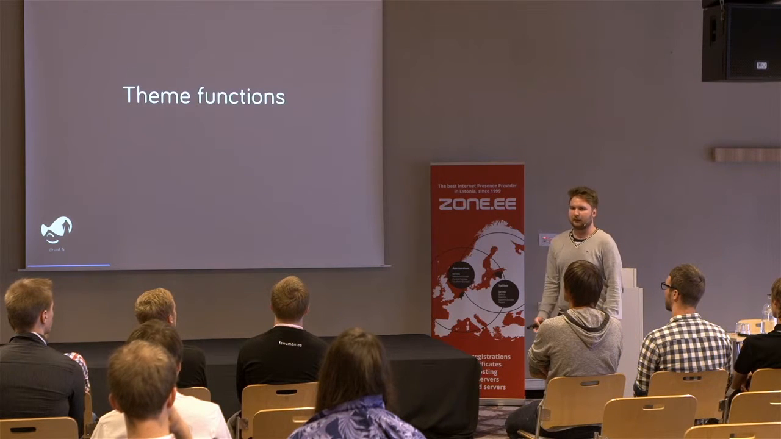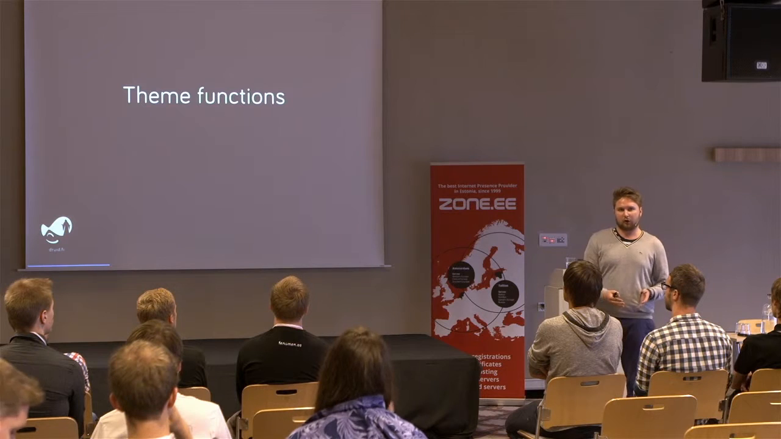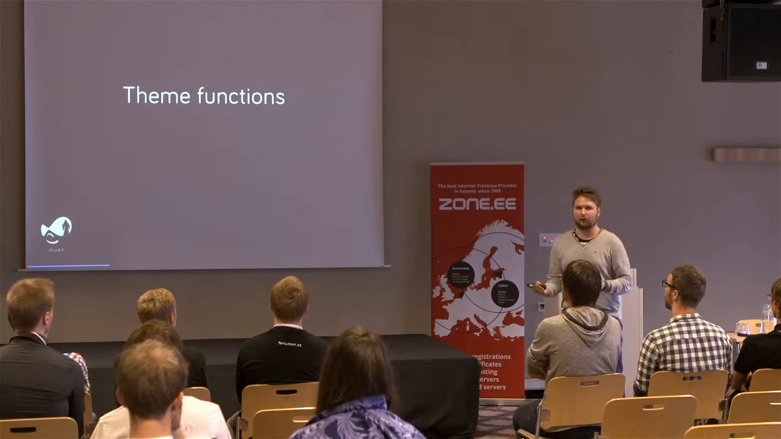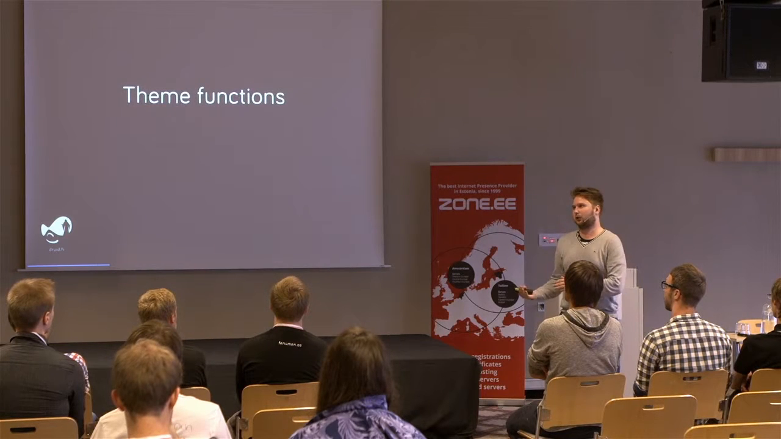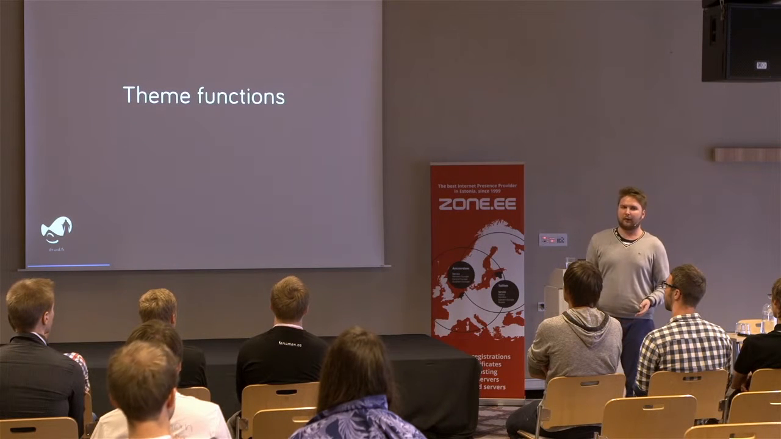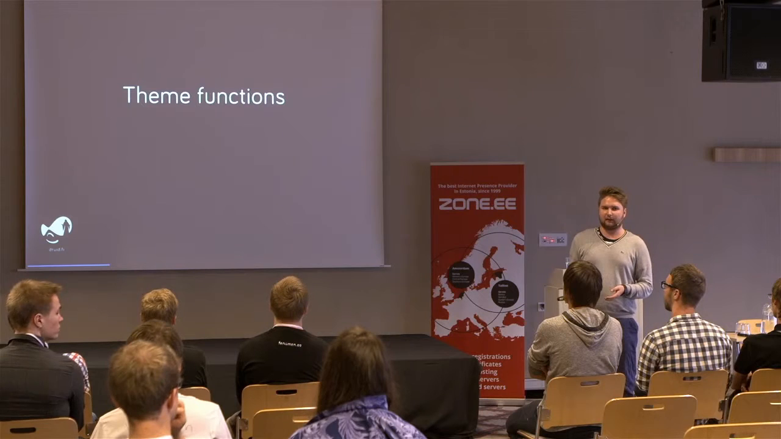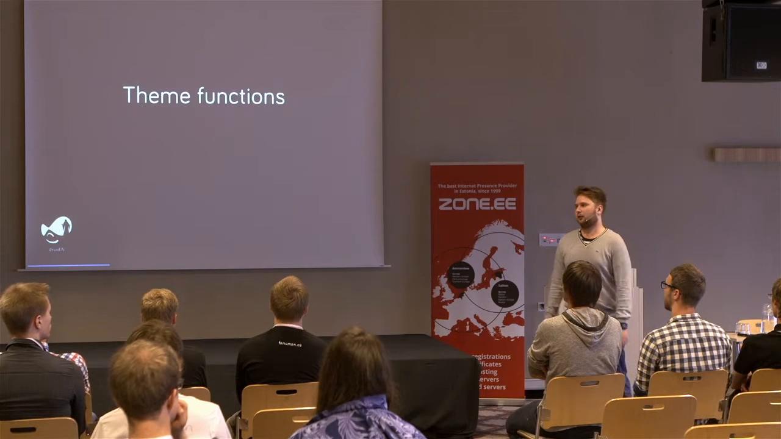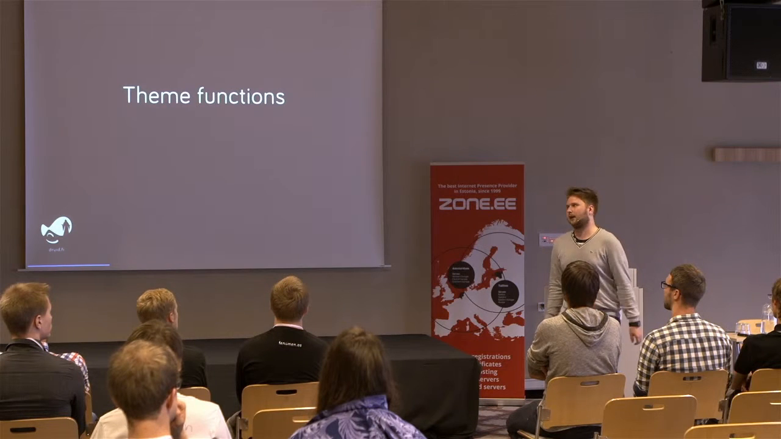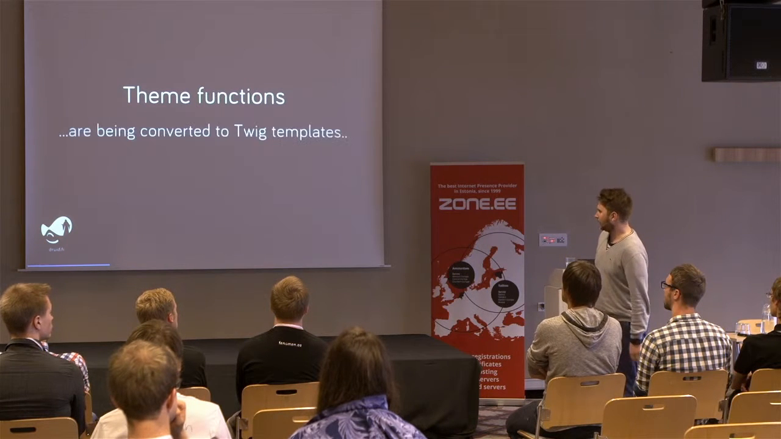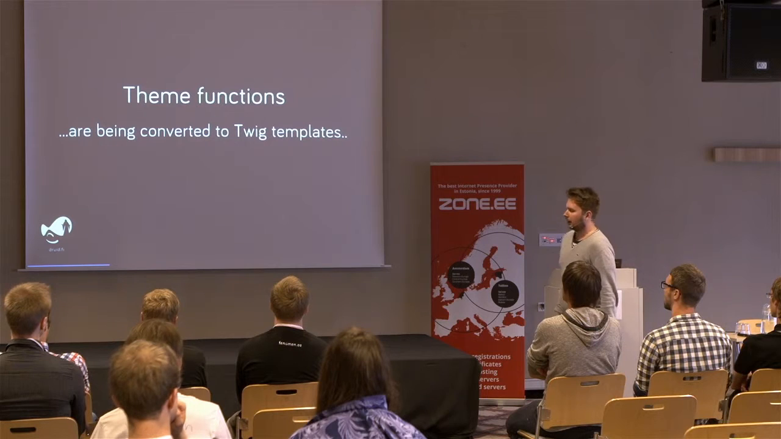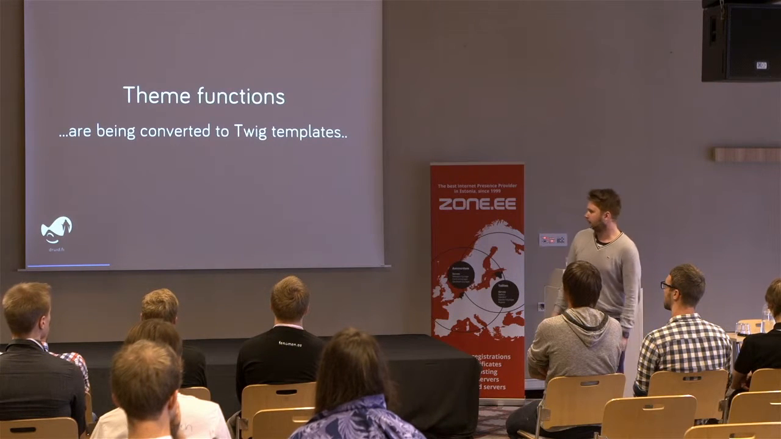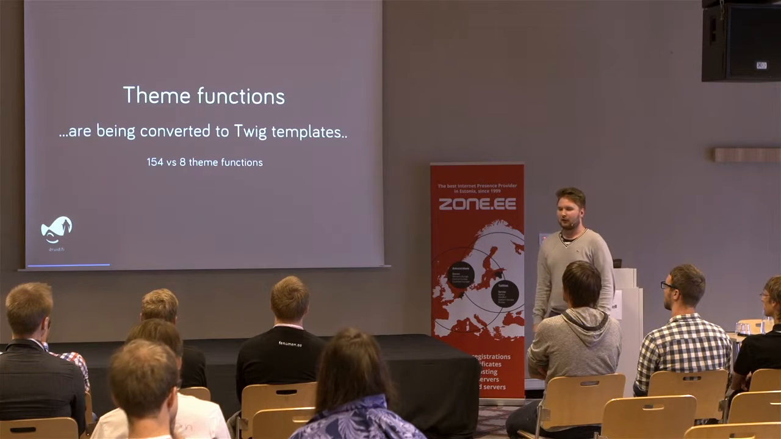So theme functions shouldn't be used even in Drupal 7. But unfortunately, because Drupal core is using theme functions, the contrib modules are also using theme functions, because core is showing a bad example for contrib. Also, because contrib and core use theme functions, front-end developers have to use theme functions because they want to create overrides for them. But in Drupal 8, we are converting them into Twig templates, so all the markup comes from the templates.